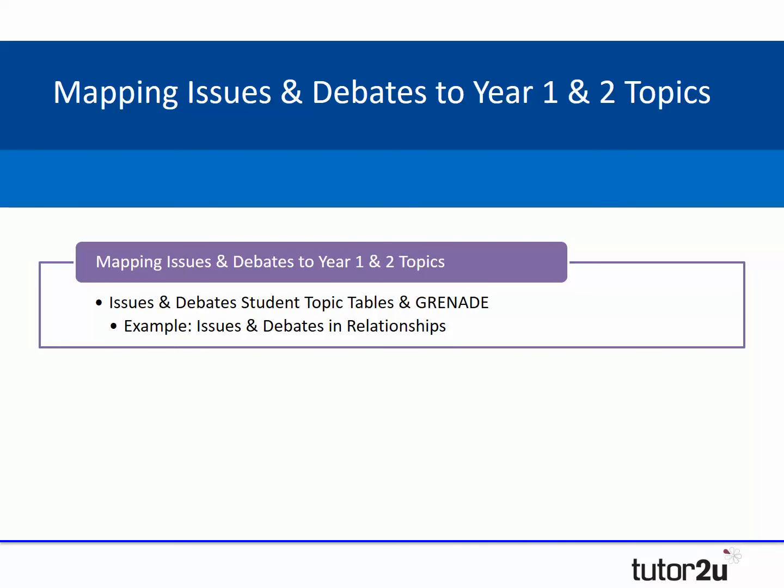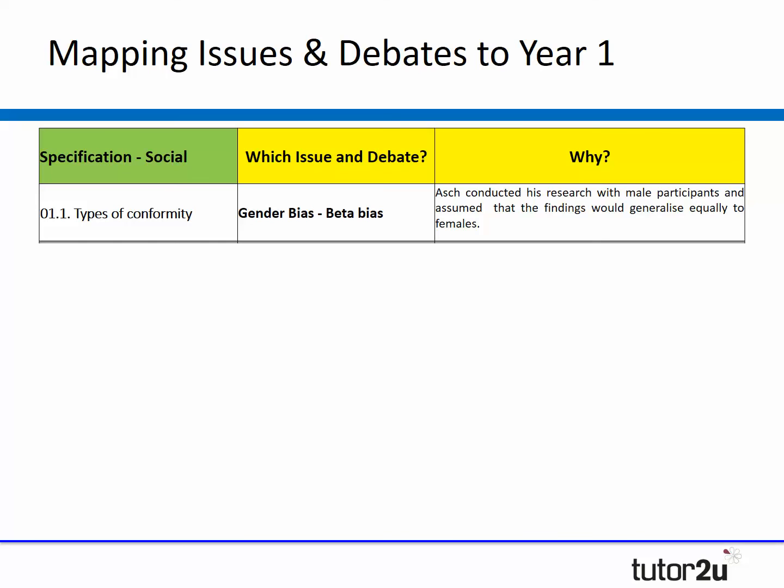Okay, last but not least, I want to look at mapping now the issues and the debates to the Year 1 and Year 2 topics, because it's all well and good to be able to map them to one another, but actually we also want to expand out of that and map it to the different topics, and I think this is really important, so we'll explore a few ideas about how to do this. If we were to take, for example, any part of the specification, let's just take social because it's the very first one. What you want to get to is a stage where your students can look at the different issues and debates using the grenade poster and start to think, well, where do these different issues and debates apply to my Year 1 learning?